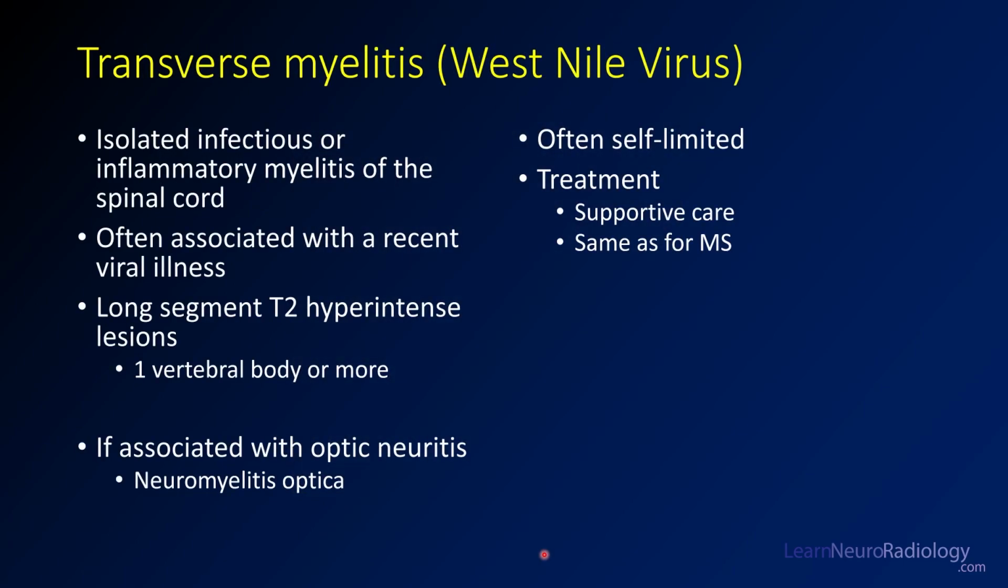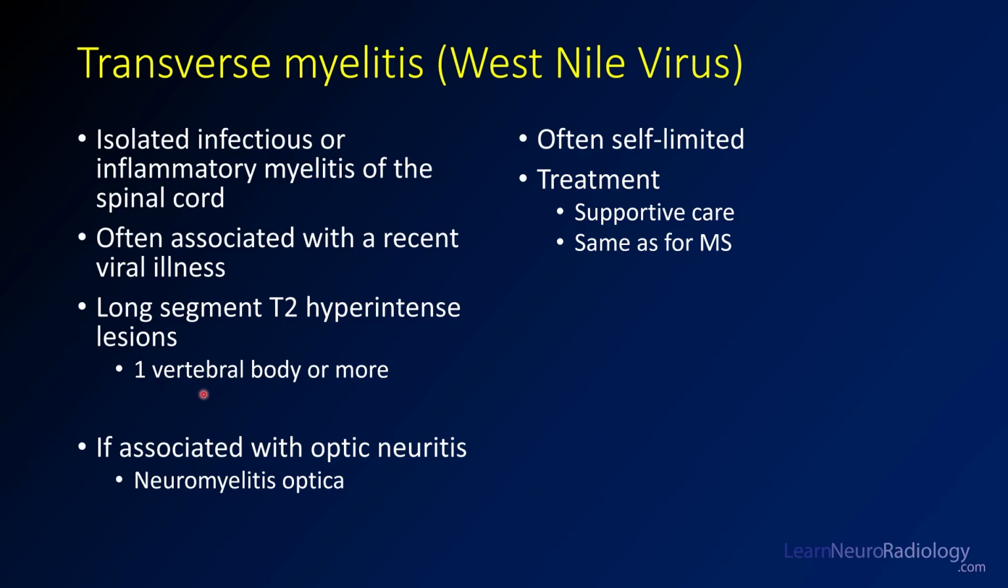So this is a case of transverse myelitis. In this case, it was caused by West Nile virus. But when you have transverse myelitis, most commonly it's an isolated infectious or inflammatory syndrome. You see it in the spinal cord. It's most commonly in the cervical spine. Often it will be associated with a recent viral illness, so people will know that they've gone through a viral syndrome. But the key feature is a long segment T2 hyperintense lesion, typically being one vertebral body or more.